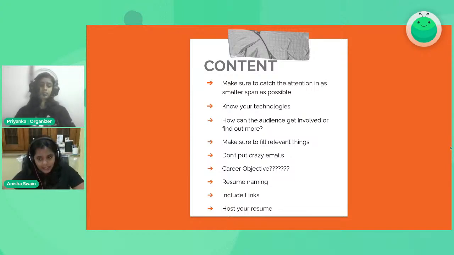Next thing is resume naming. It's a very small thing, but most of us share our resume with the name "my resume", "my name", and things like that. Make sure your resume has your full name and the position that you are applying for.